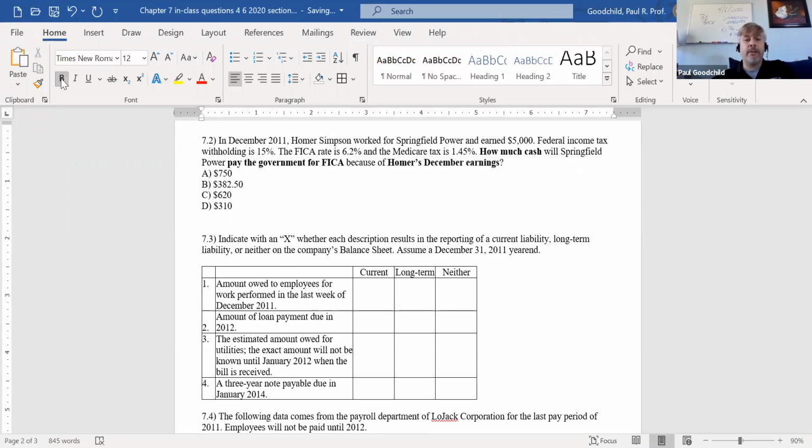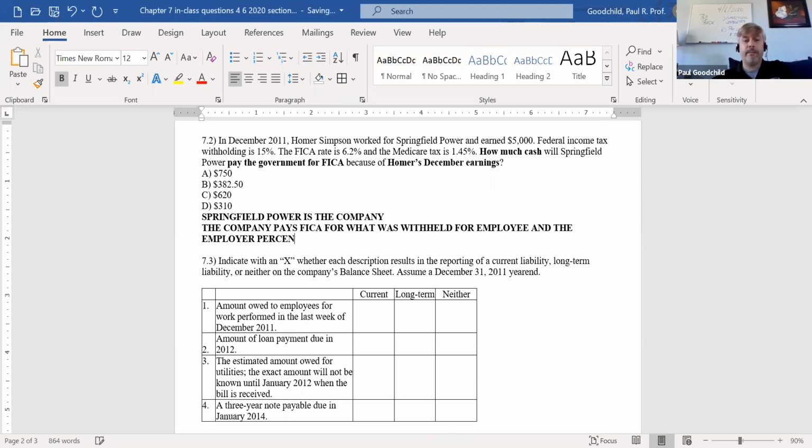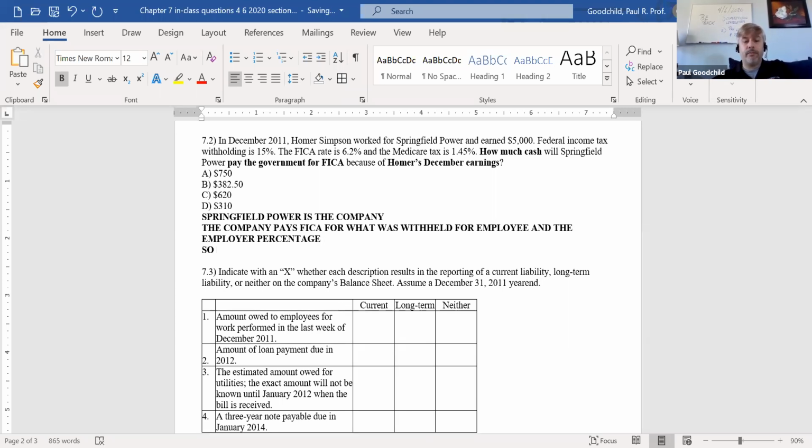All right. So here, Springfield Power is the company. The company pays FICA for the employee, for what was held for the employee, and the employer percentage. So 6.2% and 6.2%.